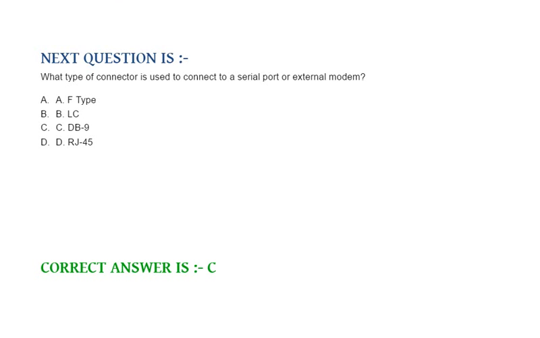Next question is, what type of connector is used to connect to a serial port or external modem? Option A, F-type. Option B, LC. Option C, DB9. Option D, RJ45. Correct answer is option C.